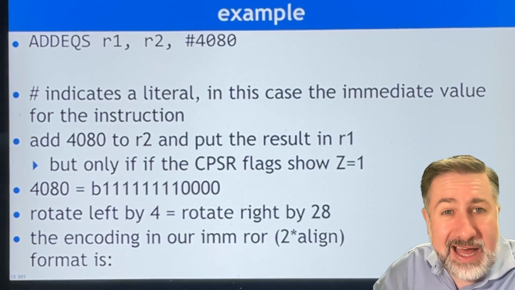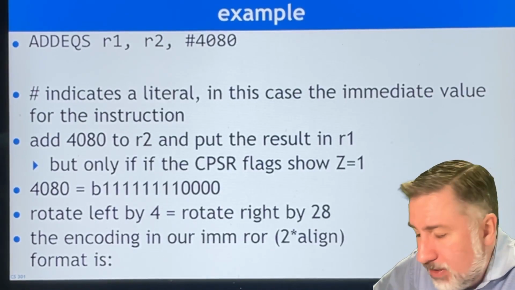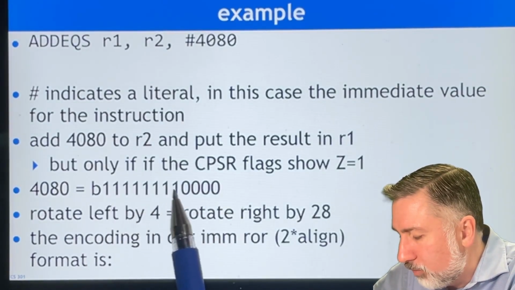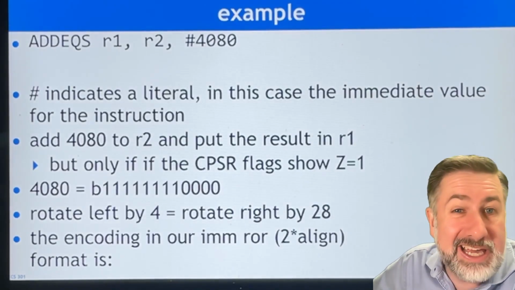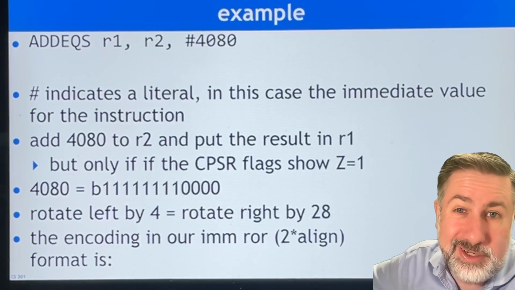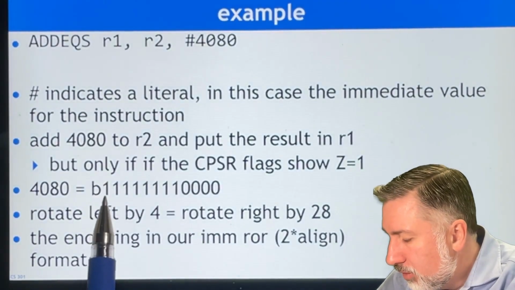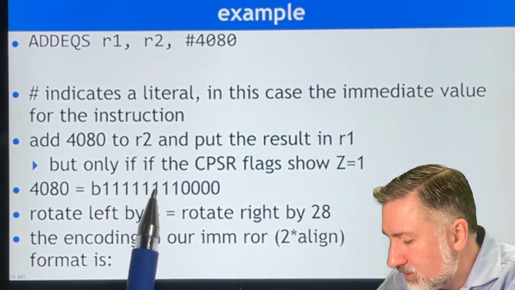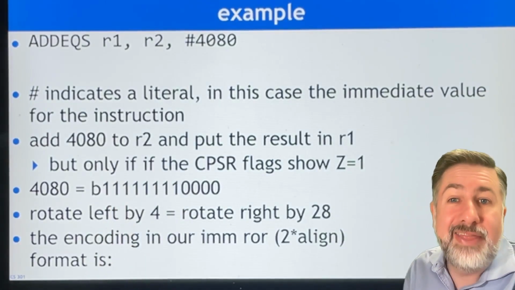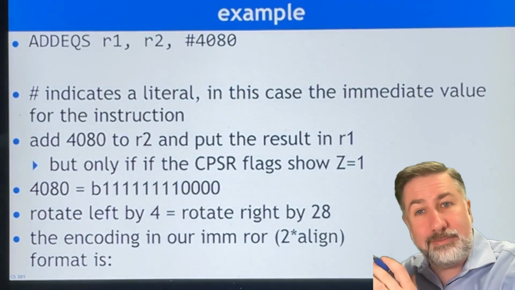Well, if you do the math, if you figure out what 4080 actually represents, this is the binary encoding for 4080, 111111110000. We can't fit that into our 12-bit number, into our 8-bit number even. So what we do is we take these ones, 1, 2, 3, 4, 5, 6, 7, 8, and we put them into our bottom 8 bits, and then we indicate that we're going to rotate that by 4.